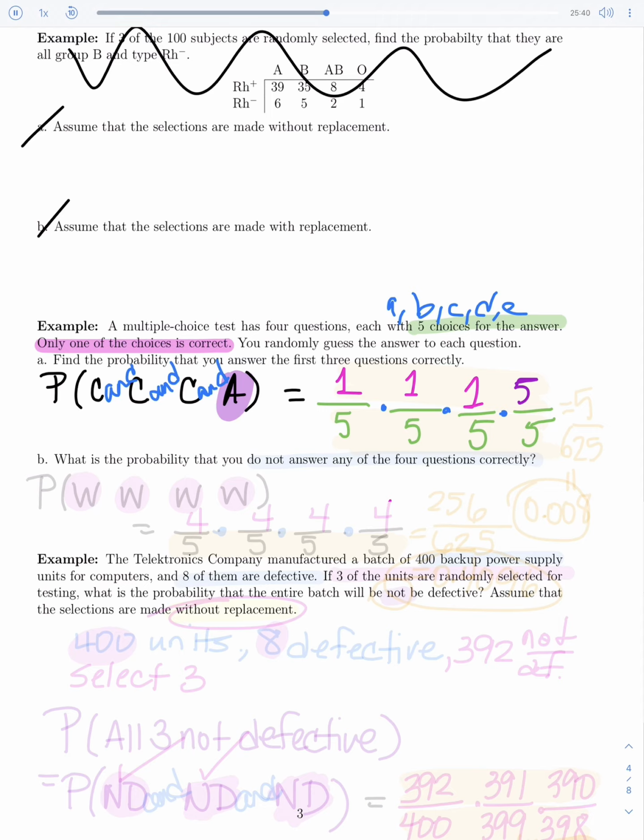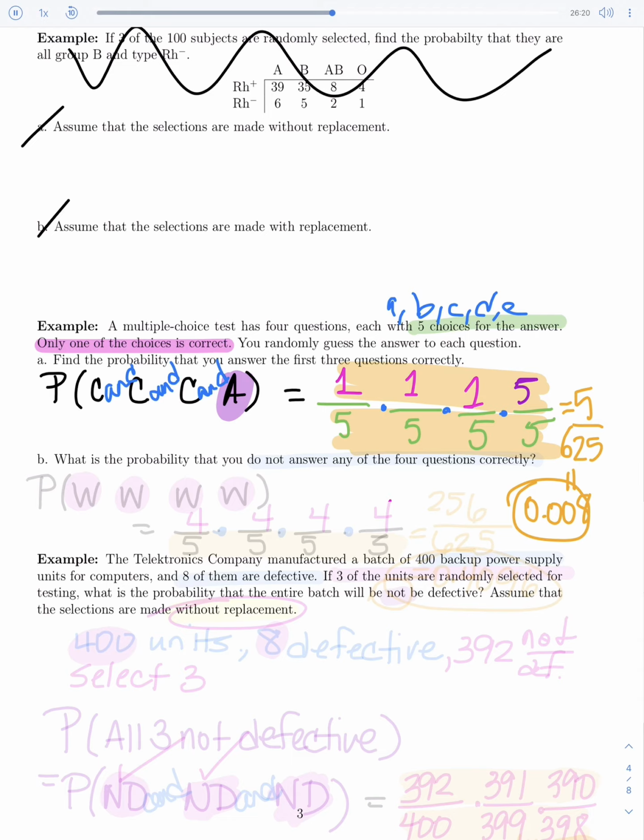Well, multiplying straight across the top, I get 1 times 1 times 1 times 5, which is just 5. And on the bottom, I get 5 times 5 times 5 times 5, which is a total of 625. So my final answer is 5 divided by 625. And again, I'm not going to worry about reducing this, but I am going to worry about turning this into a decimal, which is 0.008. That's my probability and my final answer.